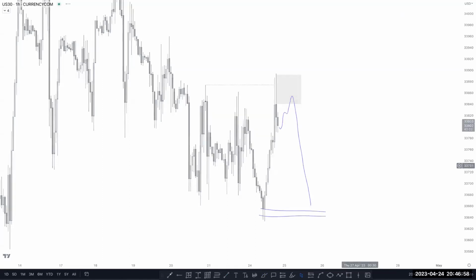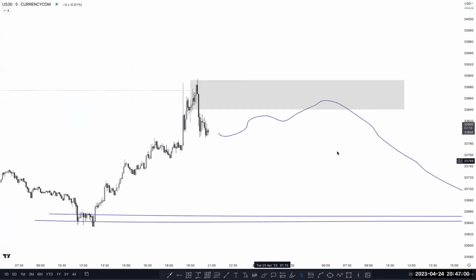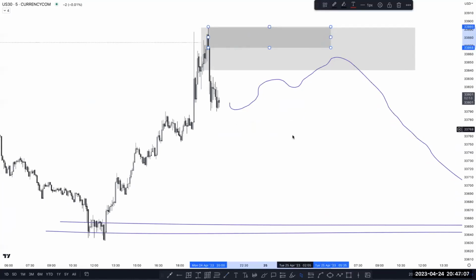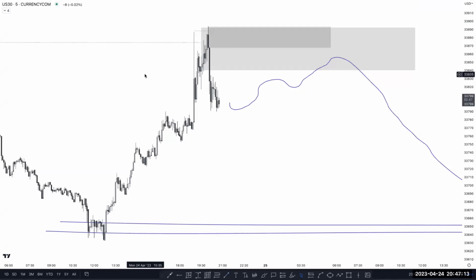And refine into the 5 minute time frame. The 5 minute time frame is here. This is a refinement. This one is a sweep, right?